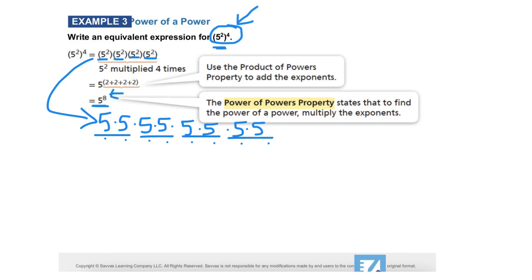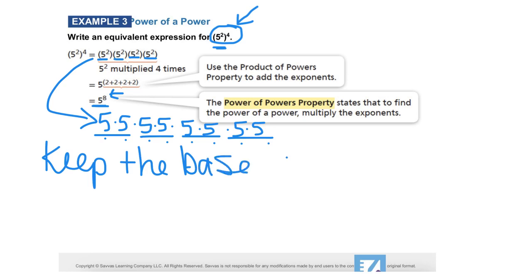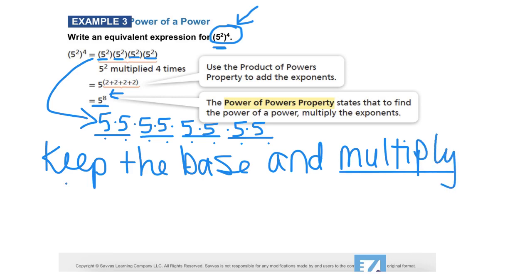Now there is a simpler way to do this. You can keep the base and multiply the exponents.